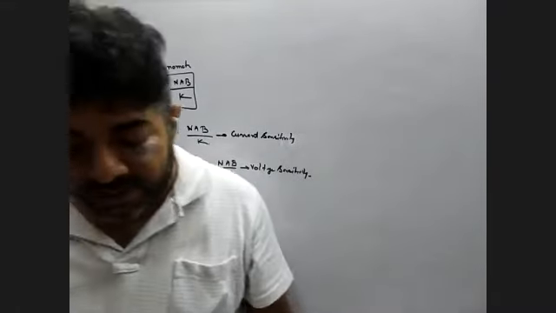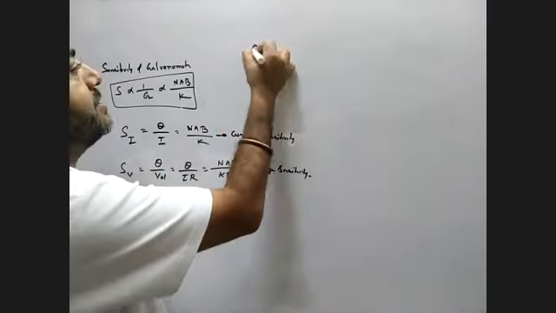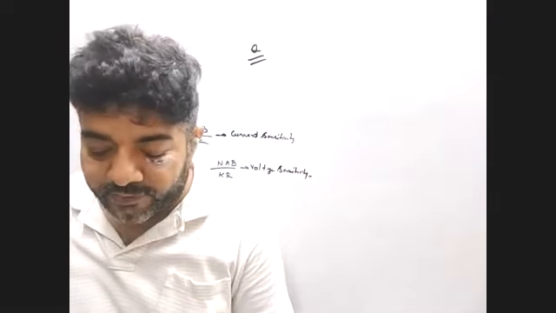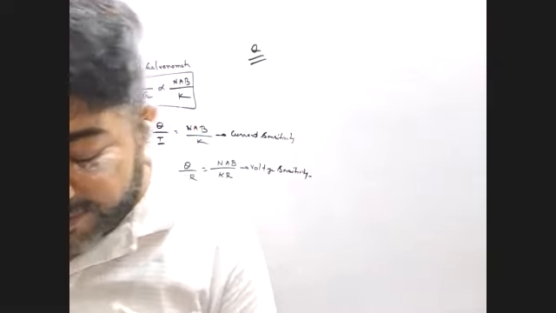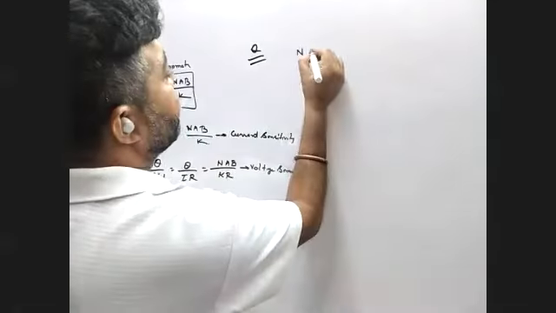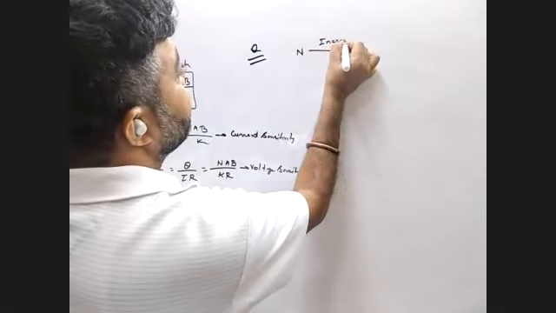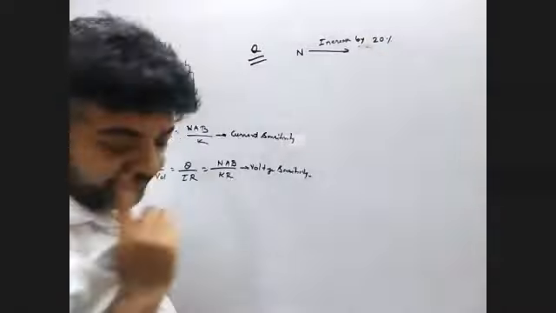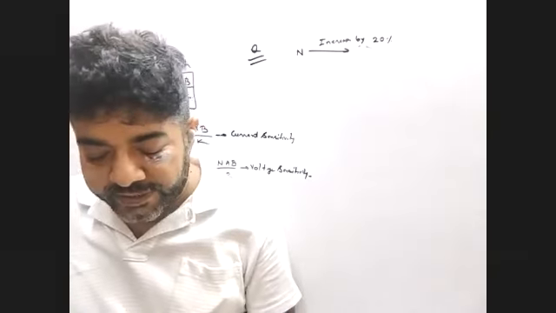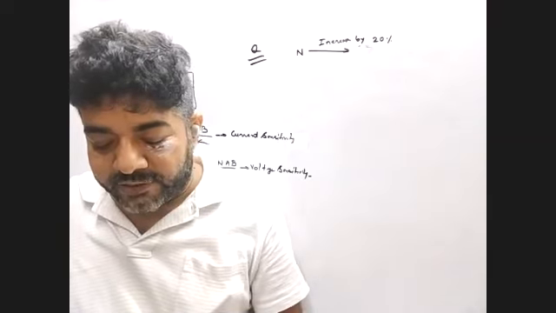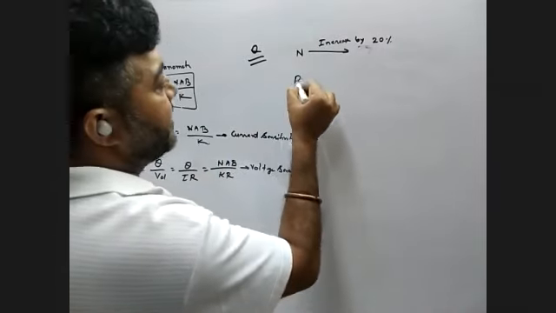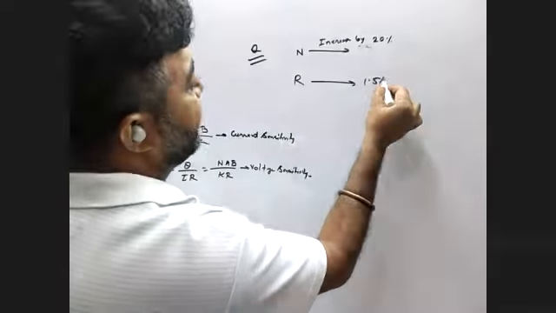Now I just want to give you a question. My first question is, I'm just going to read it. For a moving coil galvanometer, if we increase the number of turns by 20% and the resistance R becomes 1.5 R.